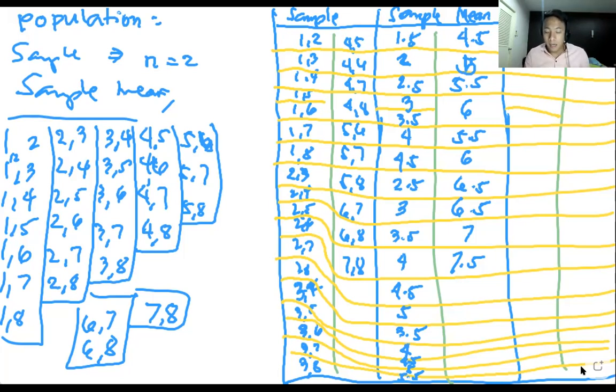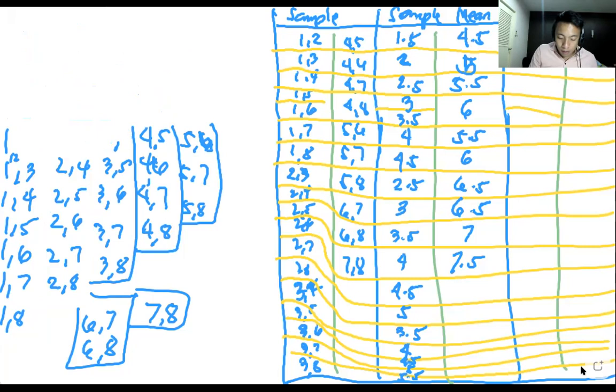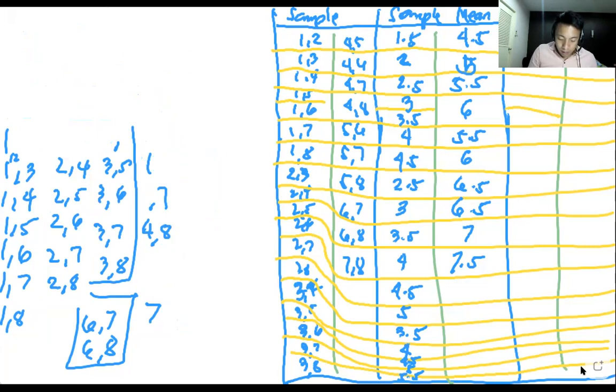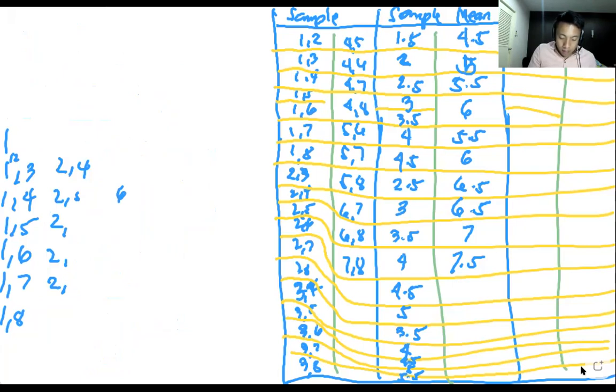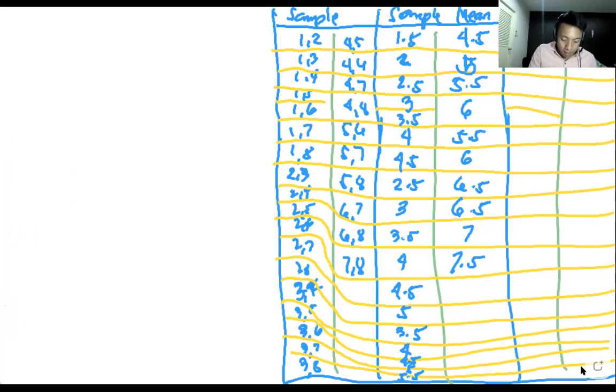Now let's find its probability. So we will just list down the sample means again. The thing here is we will separate the probability into another table so that we can understand it better. Okay?